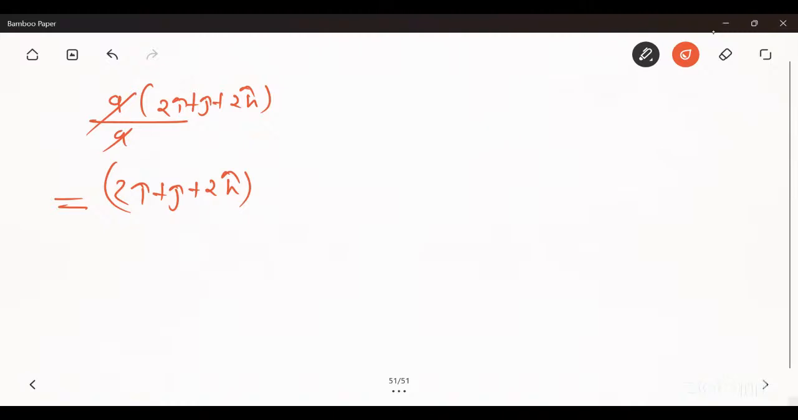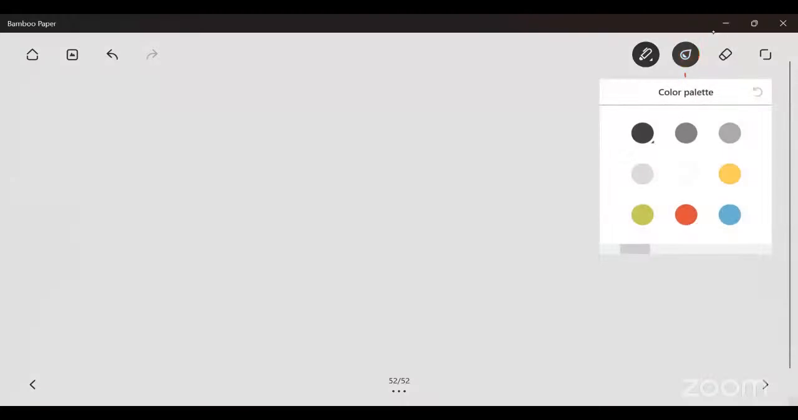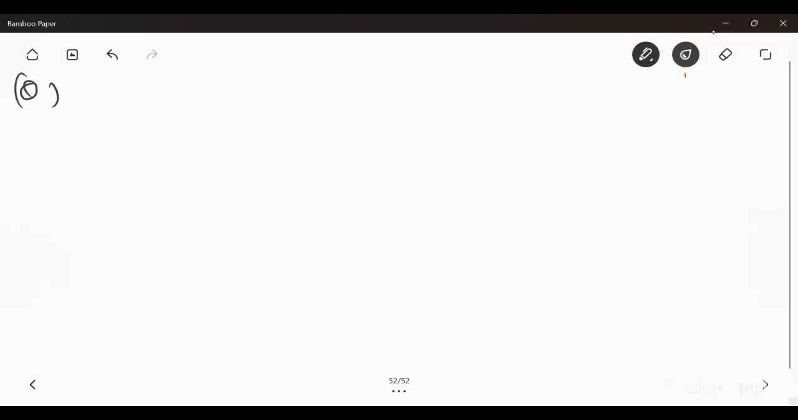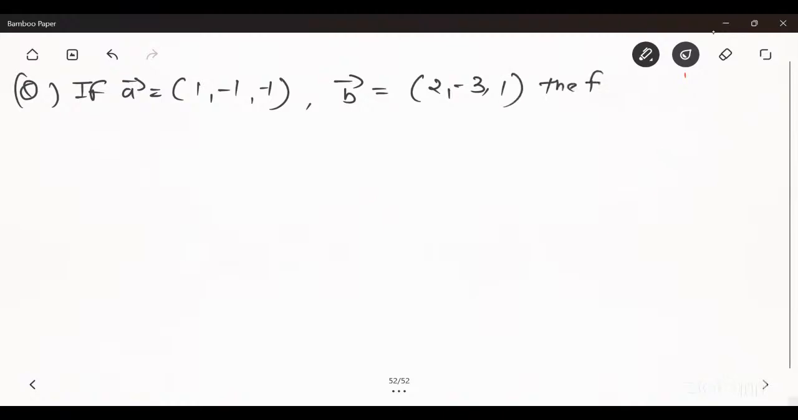Now the next question is: if A vector is equal to 1, minus 1, minus 1, and B vector is equal to 2, minus 3, 1, then find the orthogonal projection of B on A. That means B is projected on A.